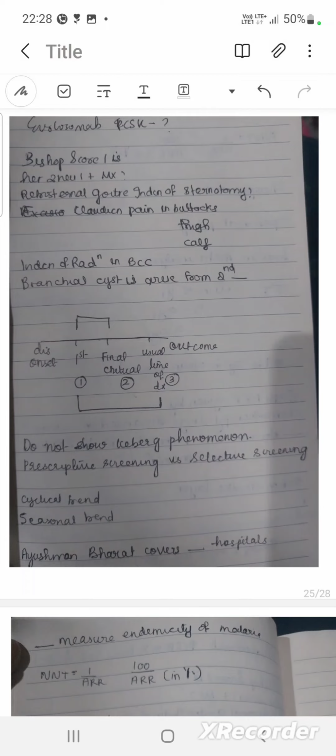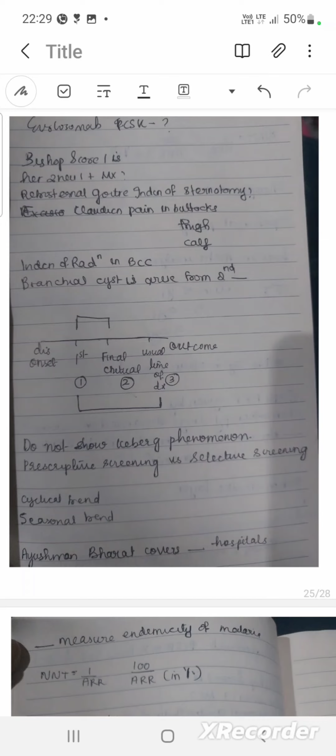Retrosternal goiter. In retrosternal goiter, the indication of sternotomy is when it is beyond the aortic arch and also malignant. In such cases only we do it. If it is above the aortic arch, or if it is benign, then mostly we do it from a cervical incision only.